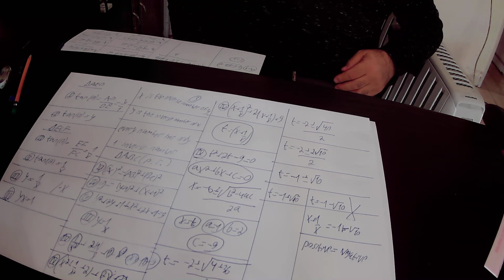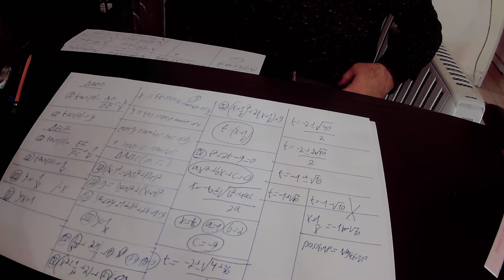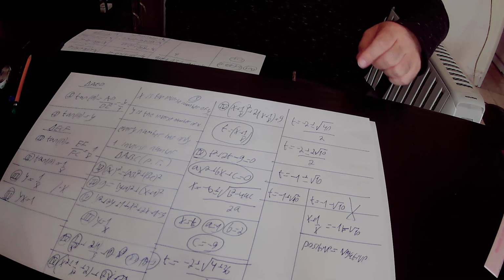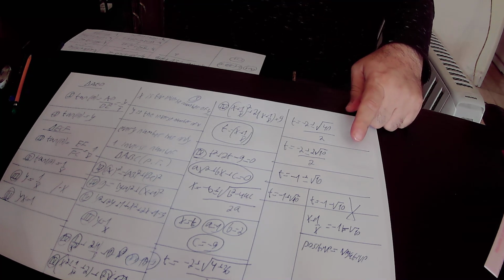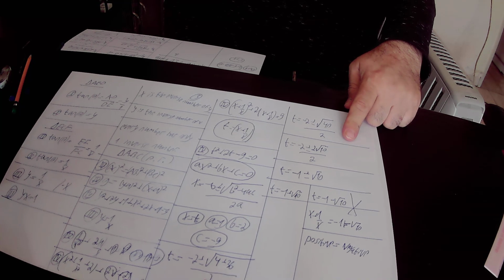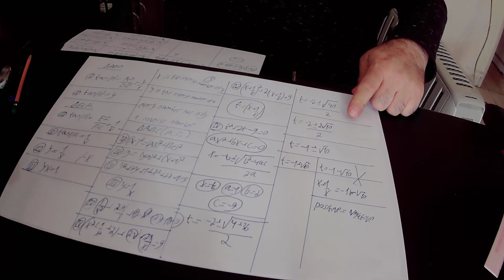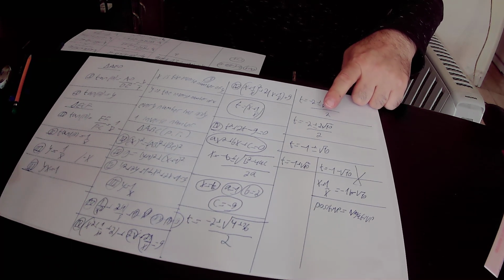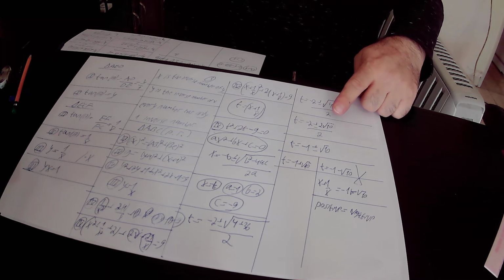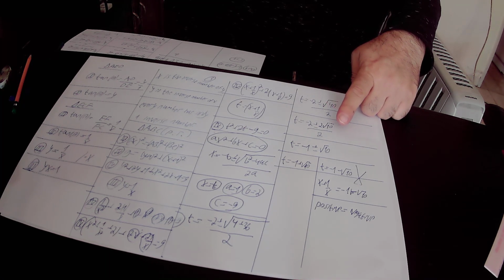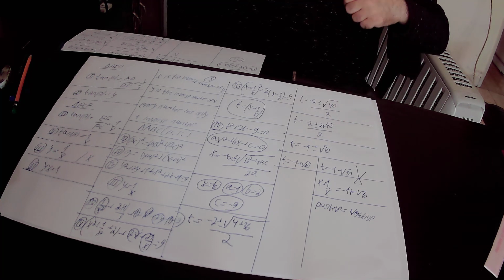Square root of 40 is square root of 4 times 10, and square root of 4 is 2, so in conclusion we found out that t equals minus 2 plus minus 2 times square root of 10 over 2. And here minus 2 over 2 is minus 1, and 2 over 2 is 1, so in conclusion we found out that t equals minus 1 plus minus square root of 10. So we have here two solutions that are possible for t.